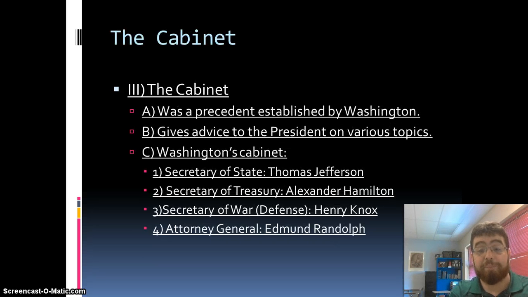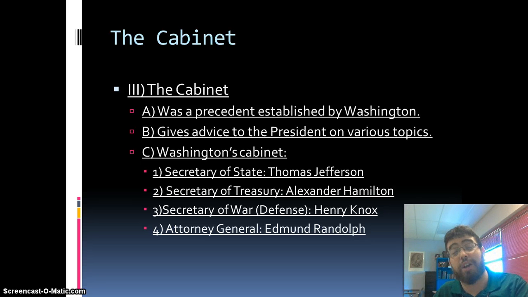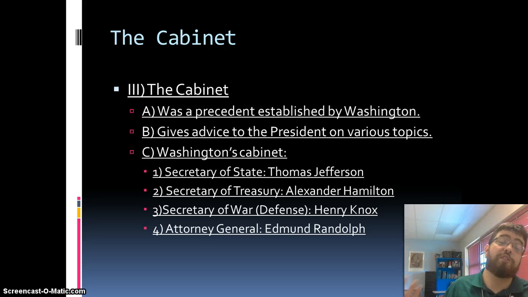So the cabinet. This was one of the very first precedents established by Washington. And the cabinet's role in government is to give advice to the presidents on various topics. So Washington's cabinet had 4 people in it. The Secretary of State was Thomas Jefferson, Treasurer Alexander Hamilton, Secretary of War, which we now call Secretary of Defense, was Henry Knox, and number 4, the Attorney General, aka the lawyer for the presidents and the government, is Edmund Randolph.